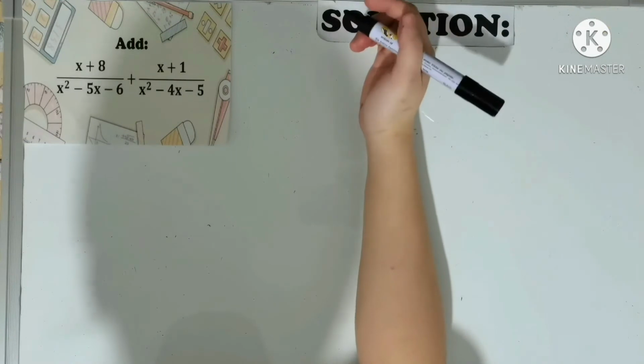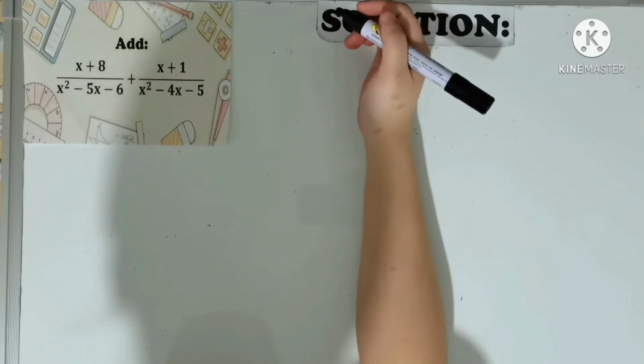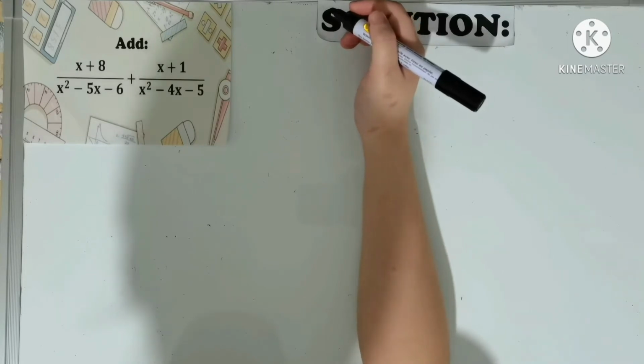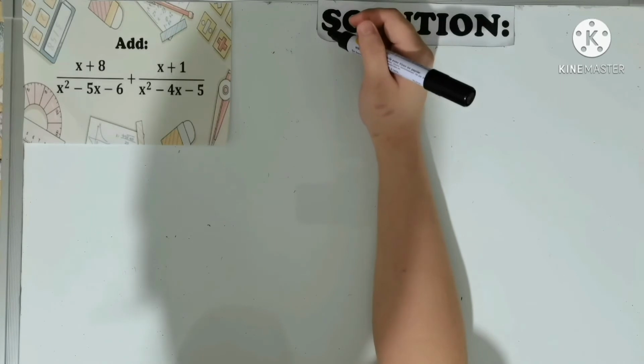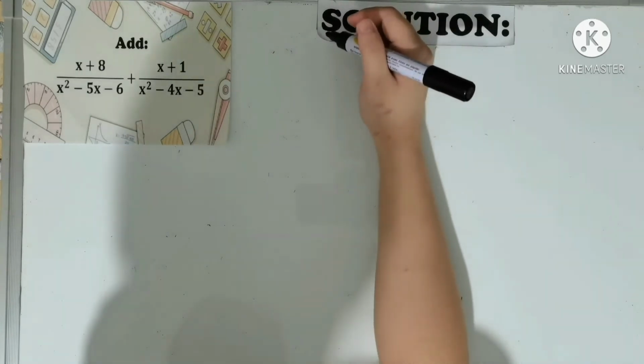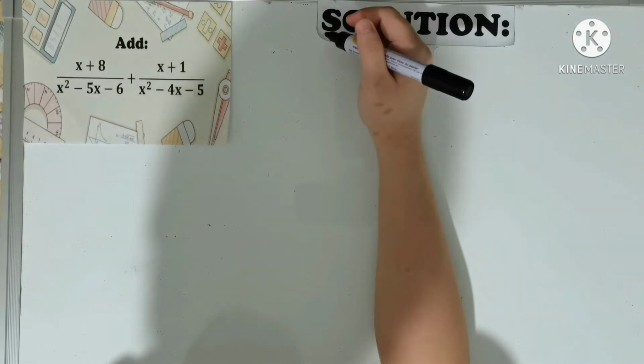Example number 1. x plus 8 over x squared minus 5x minus 6 plus x plus 1 over x squared minus 4x minus 5. Step 1 is to factor the denominators to find the LCD.